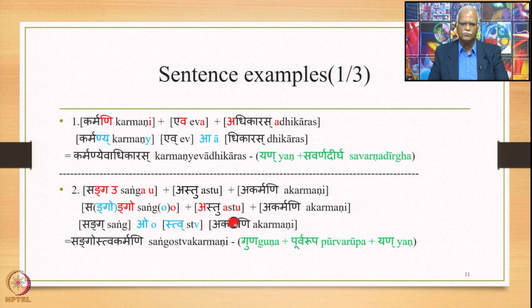Similarly, this u and this a, they both are in samhita mode, and so this u is substituted by va, that is yan sandhi. So we have sang, o, stva and akarmani as the next stage in the derivation, and so then when we join them together we get sangostva karmani as the sentence. And here we have guna as well as purva rupa as well as yan sandhi taking place.